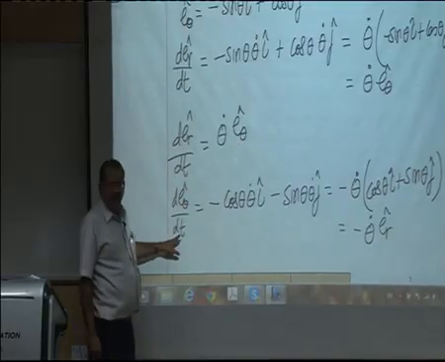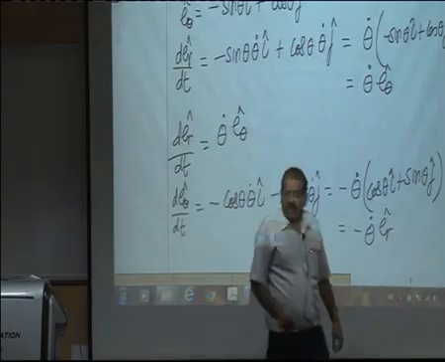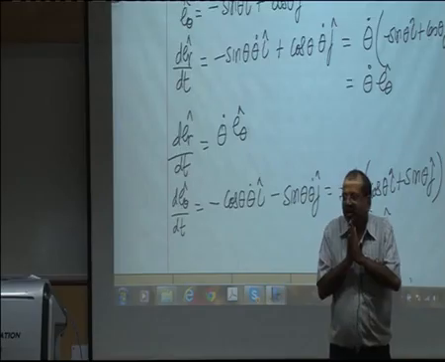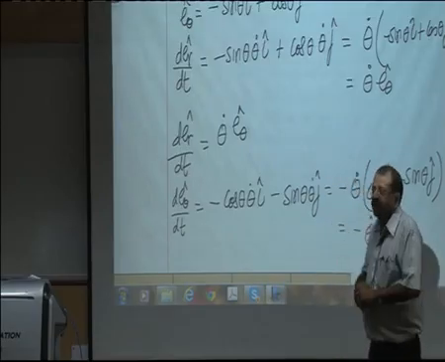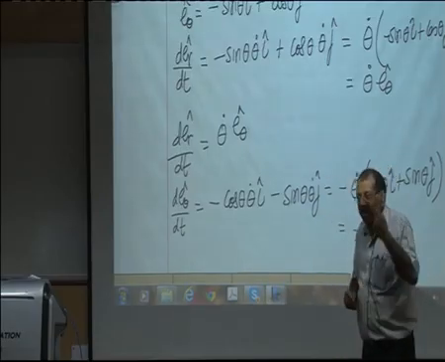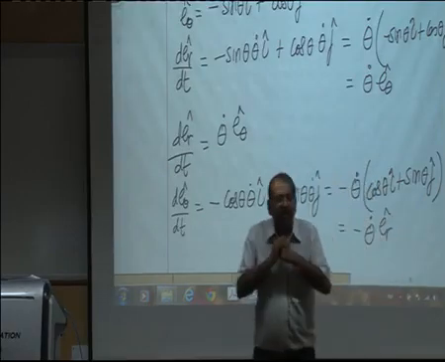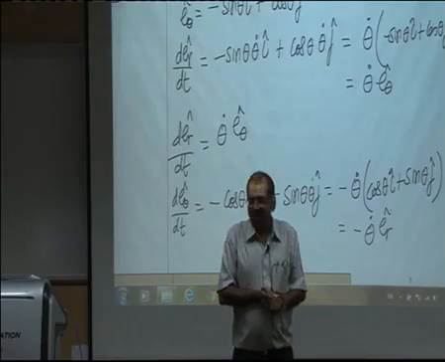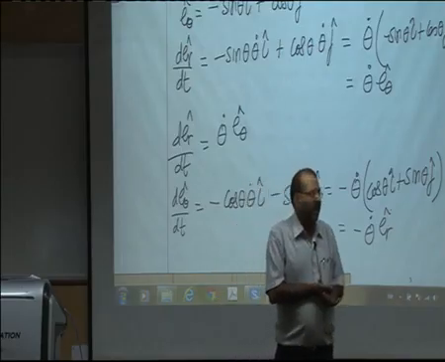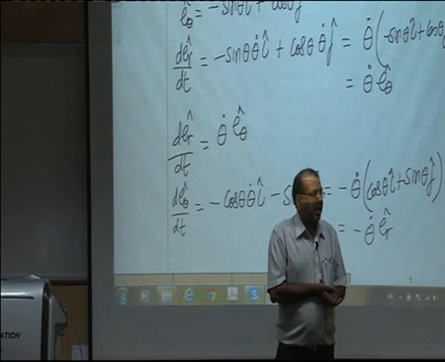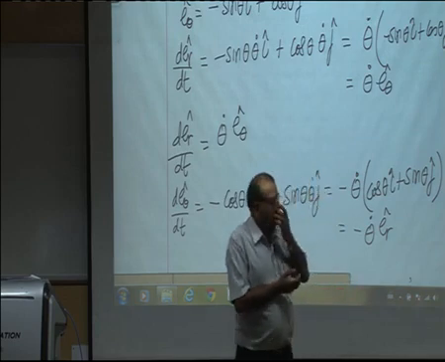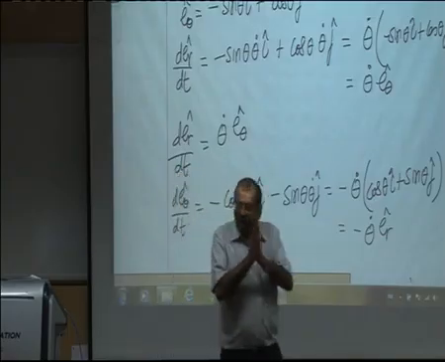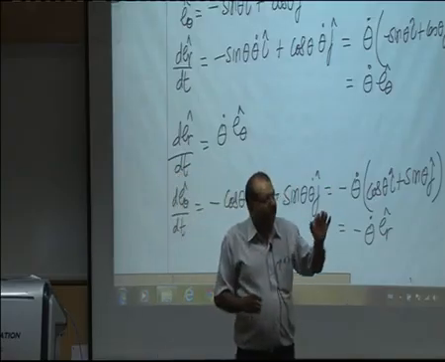Is this something expected, or does it mean the derivative of Er is in a direction perpendicular to Er? Should this be expected or not? Yes. Because if it had a component parallel to Er, it would change its magnitude. That's right, because this is a vector of constant magnitude, and this will happen with any vector of constant magnitude.